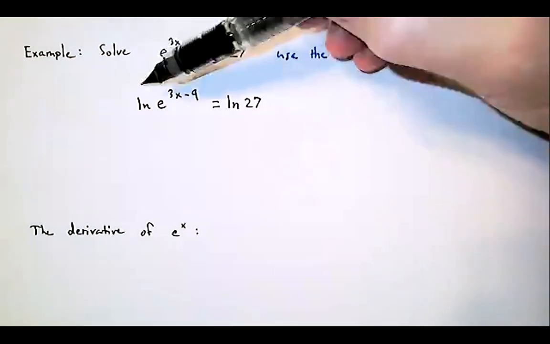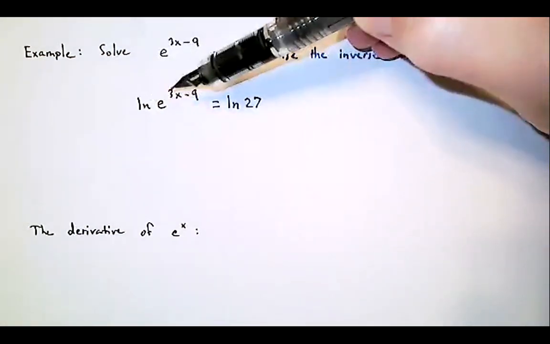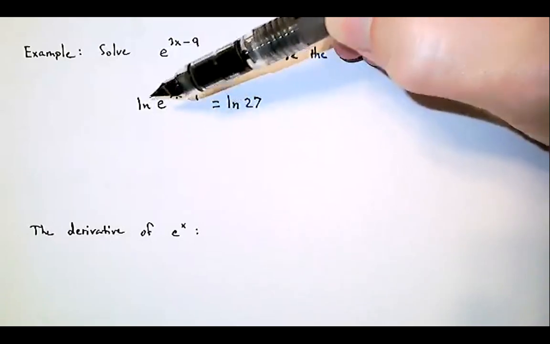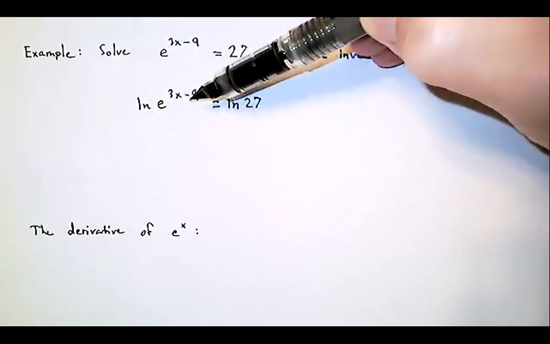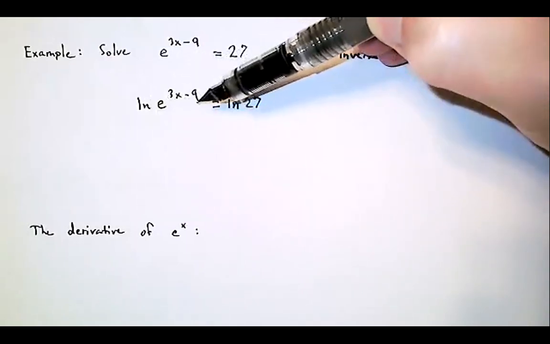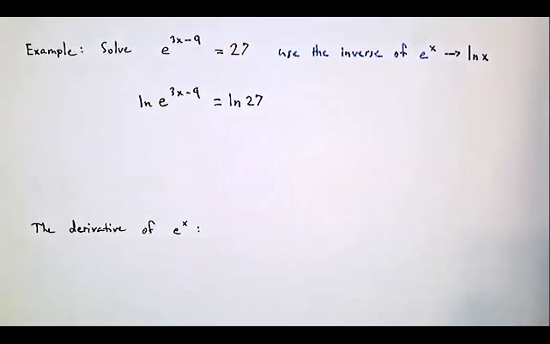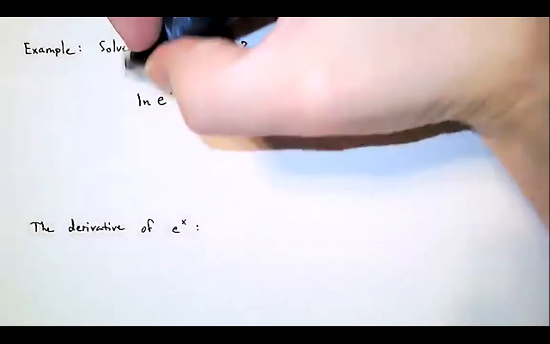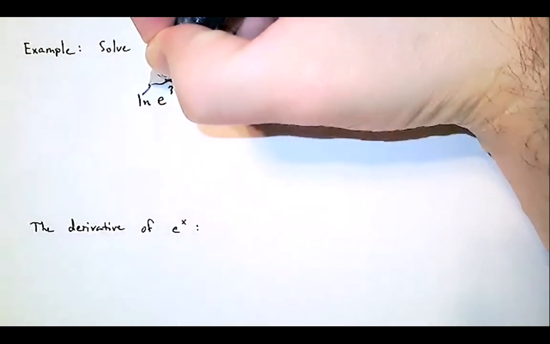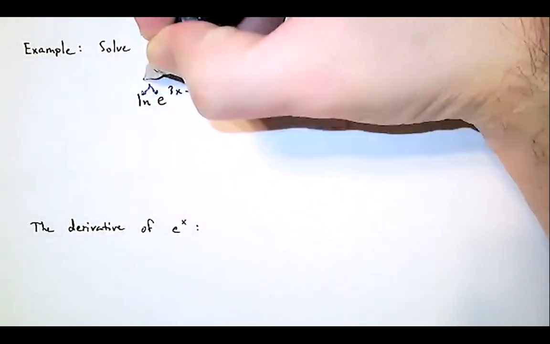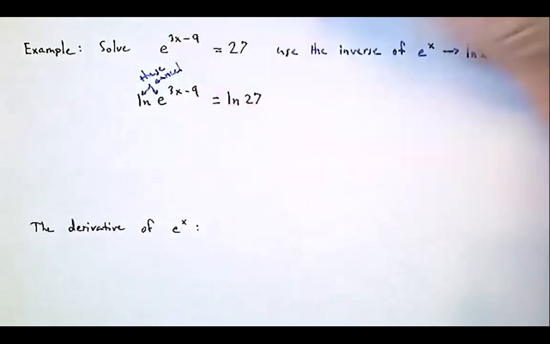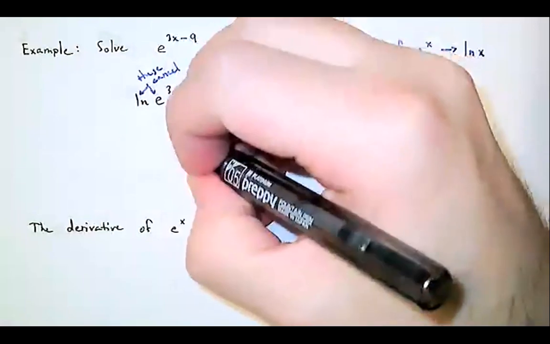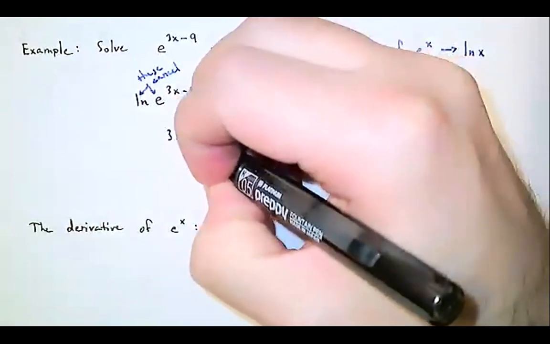Right. So since the natural log is the inverse of the exponential, this is going to undo this function and leave you with what you started with. So what you're plugging into the exponential function. So make a little note here that these cancel each other. And what you're left with is 3x minus 9.